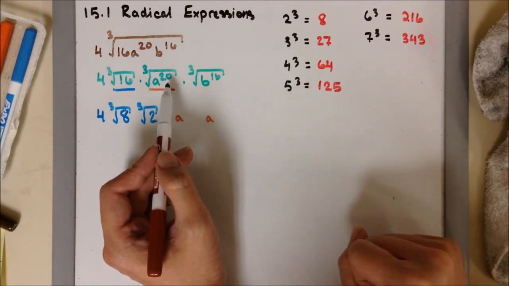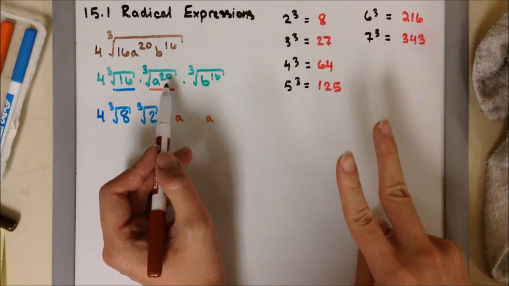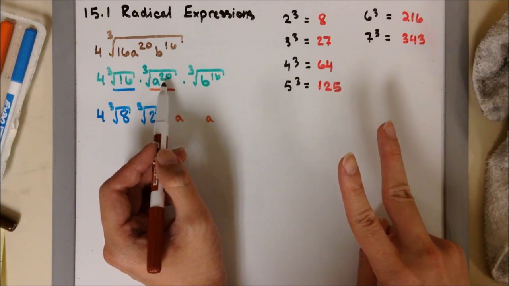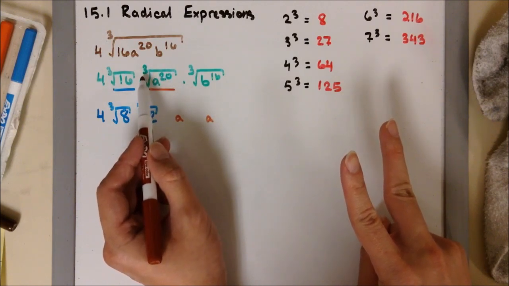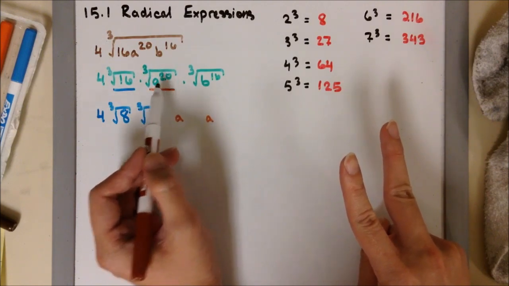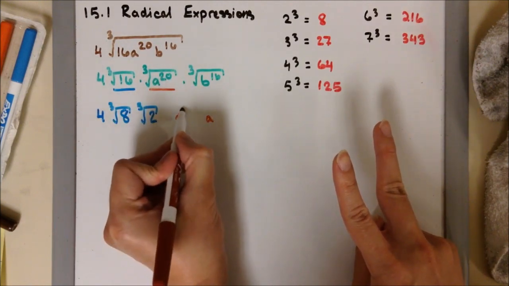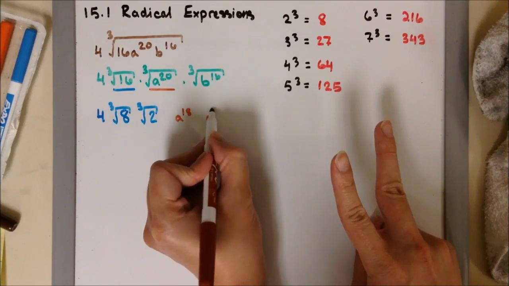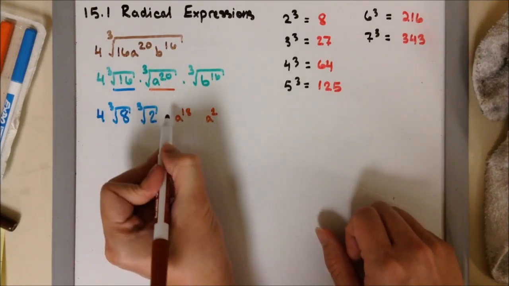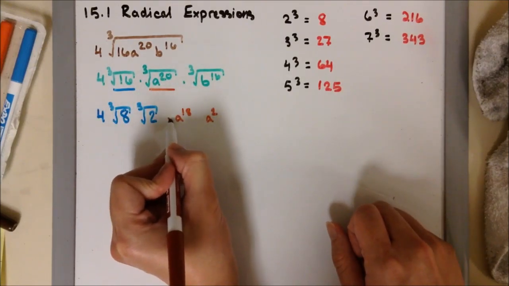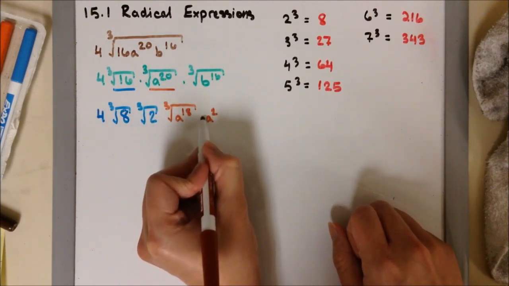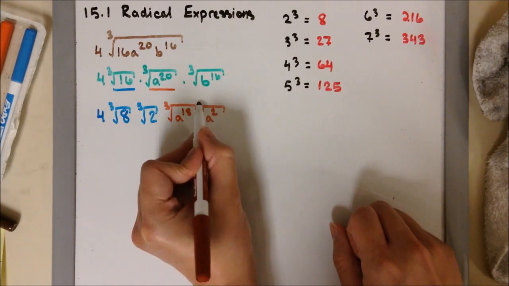So instead of taking 1 away, I'm going to take 2 away. If I take 2 away, I have 18 left. The question is, can 3 go into 18? In this case, yes. So I'm going to write 18. Then the amount that I took away, which is 2, I'll put on the second a. So now I'm going to have the cube root of a to the 18th power and the cube root of a to the second power.